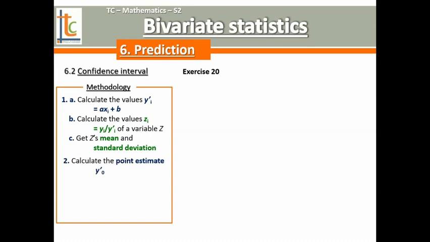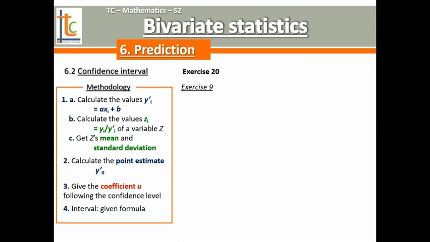In the second point, you have to calculate the point estimate, which will be the center of your future interval. Then you have to choose the right coefficient u to imply the right interval. And then the interval and its calculation will be given by a formula.